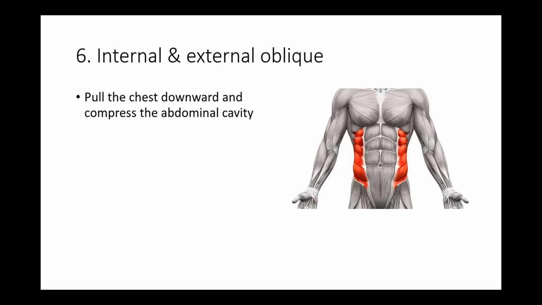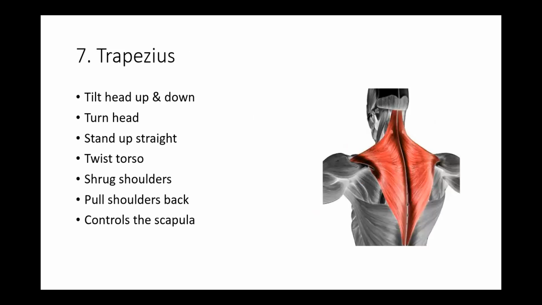All right, moving on. Your trapezius has a lot of jobs. It tilts your head up and down so you can nod. It turns your head left and right so you can say no. It helps you stand up straight. It helps you twist your torso, like when you're using a hula hoop. You can shrug your shoulders when you say, I don't know. You pull your shoulders back, again, with your posture. And it controls your scapula, which is your shoulder blades. It generally stabilizes your upper back.